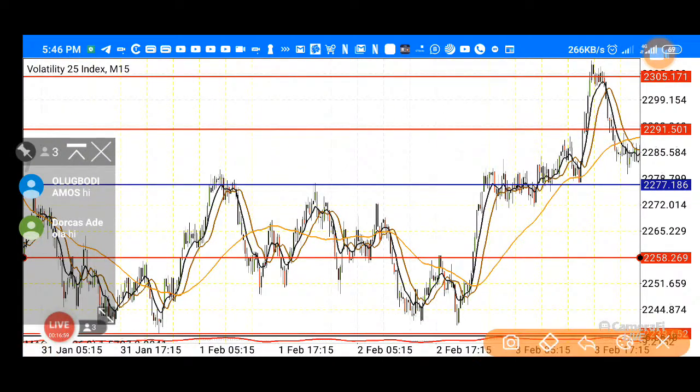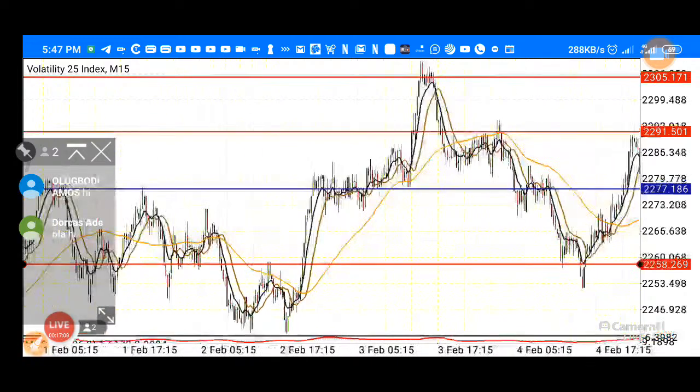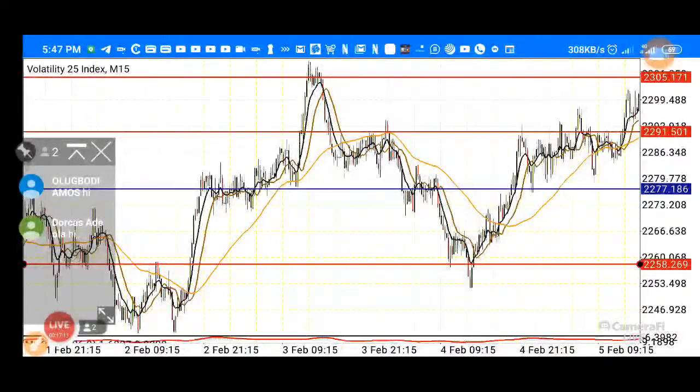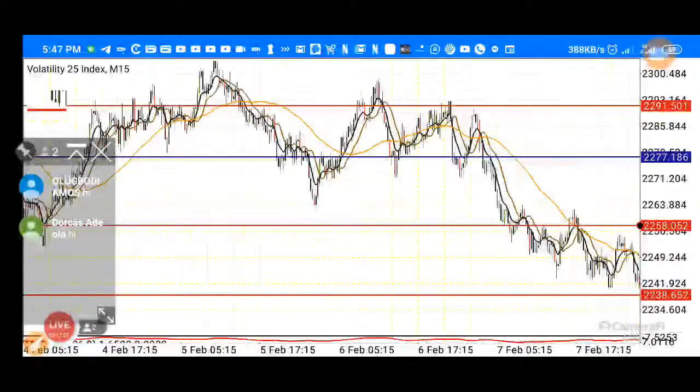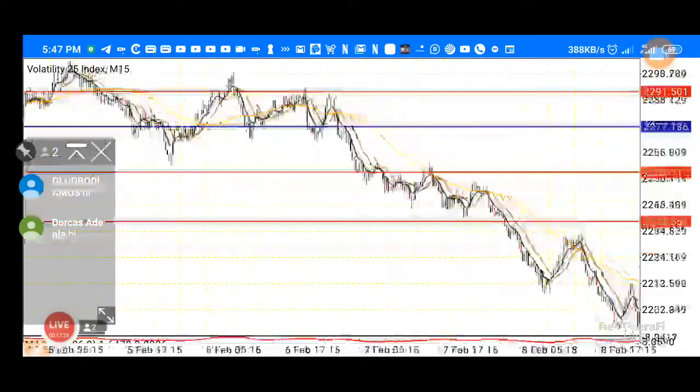This same blue level served as a resistance here, it served as a resistance here, and see it serving as a support here. See it serving as a support here also. So whenever you see any level, any line you've drawn for resistance or support, you can use it for either support or resistance.